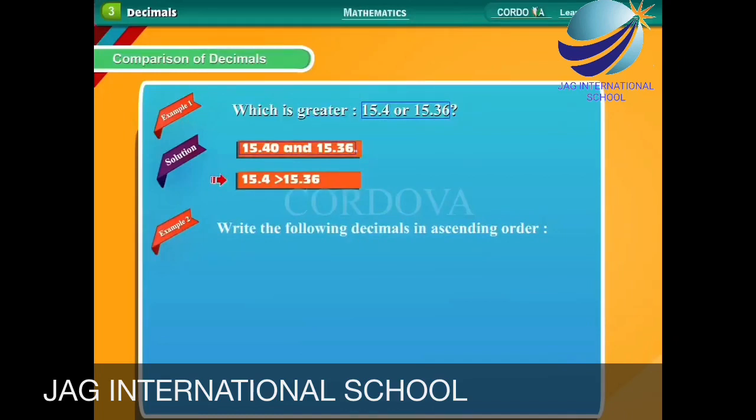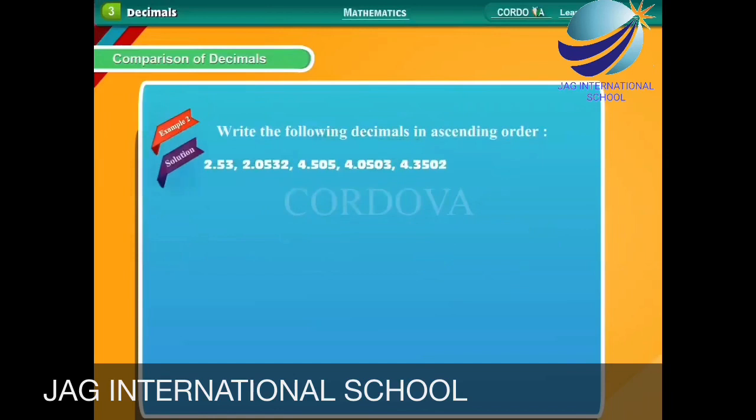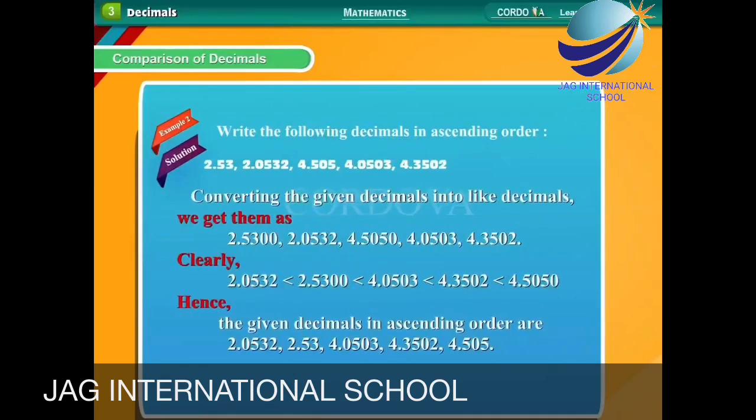Example 2. Write the following decimals in ascending order: 2.53, 2.0532, 4.505, 4.0503, 4.3502. Solution. Converting the given decimals into like decimals, we get them as 2.5300, 2.0532, 4.5050, 4.0503, 4.3502.